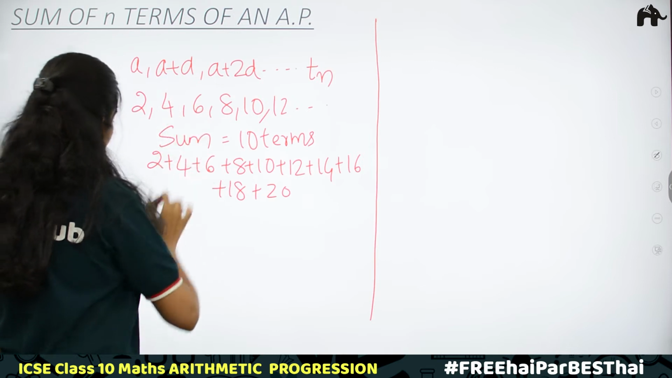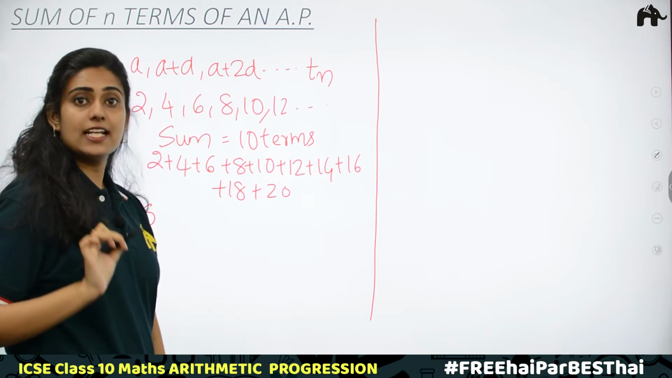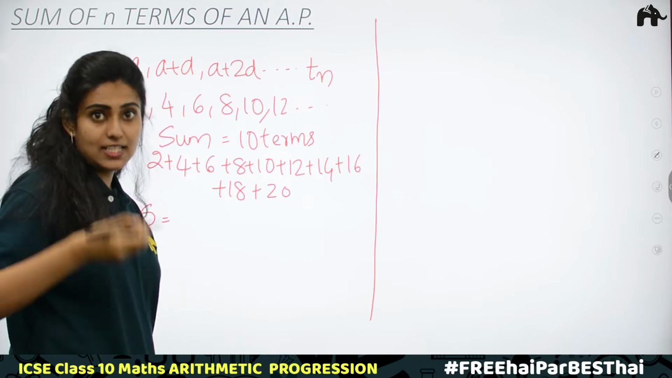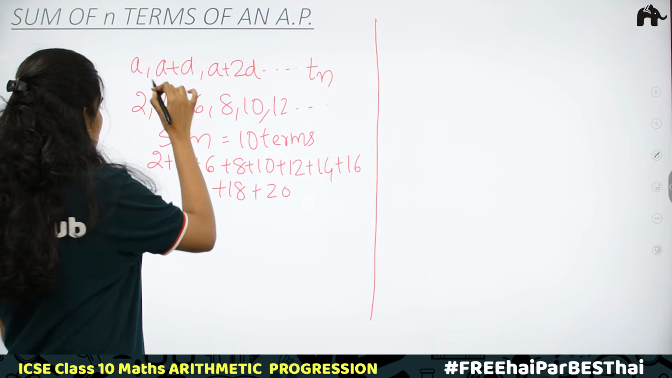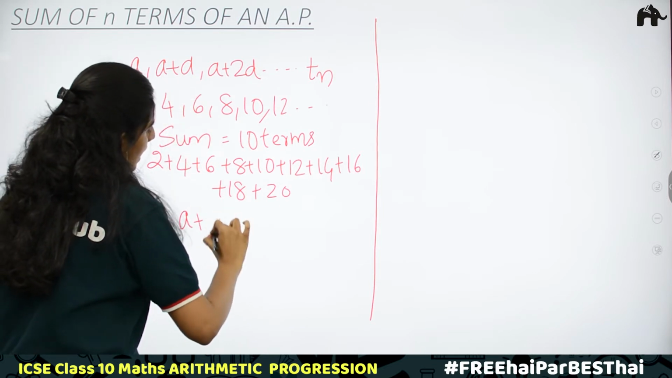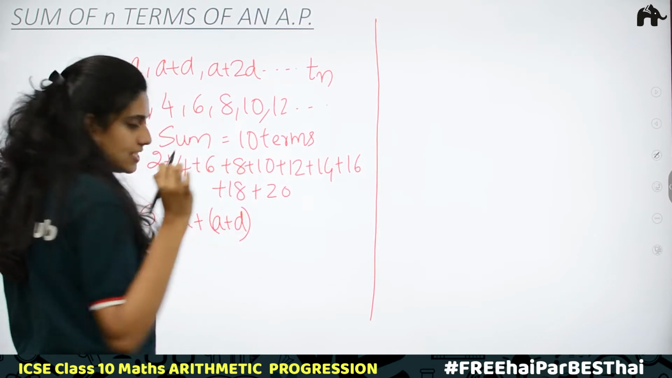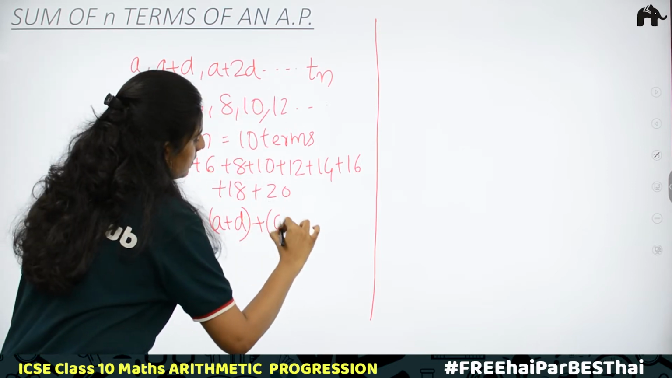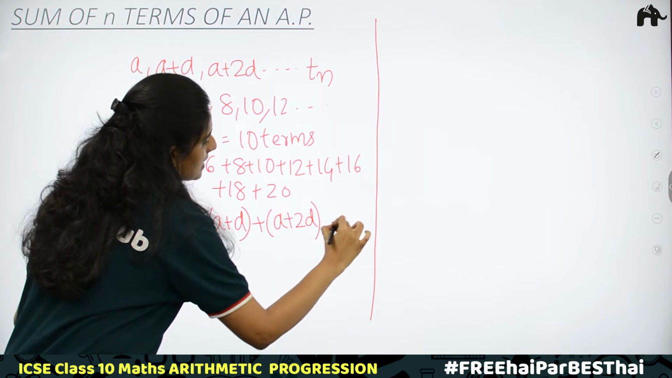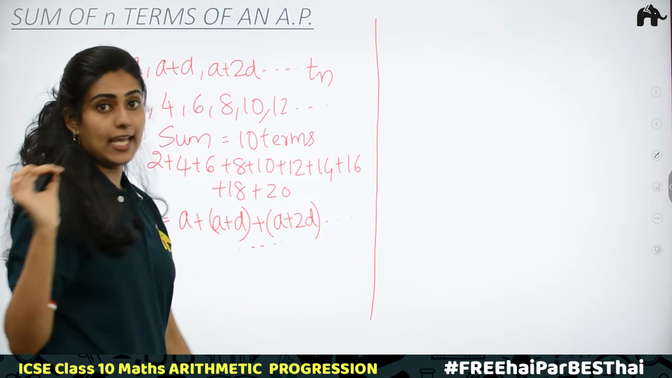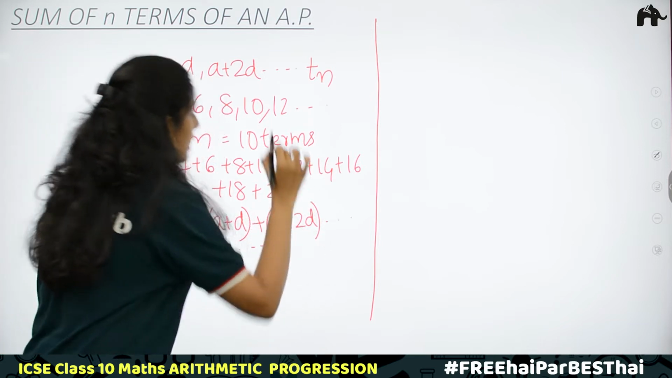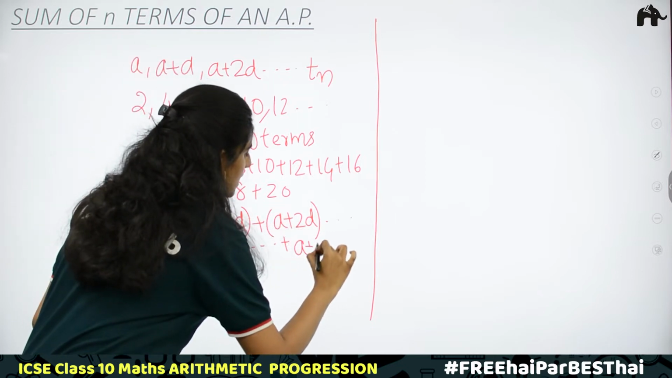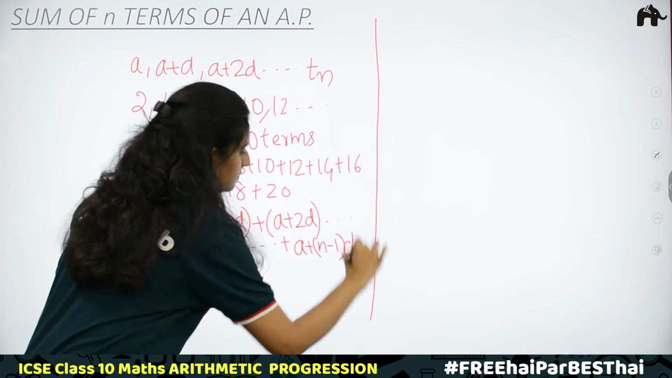Now, here the sum is represented using the letter S. Sum is equal to first term plus second term plus third term, etc. up to the nth term. Then we can write this as a plus d, which is the second term, plus what is the third term? a plus 2d, etc. up to where? What is the nth term? The nth term is Tn, a plus n minus 1 into d.